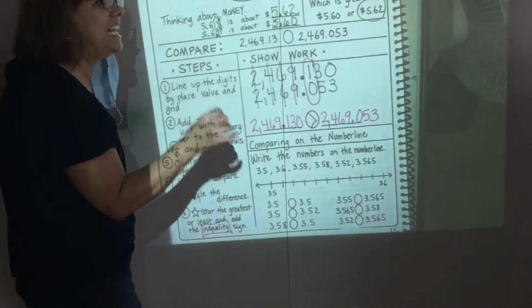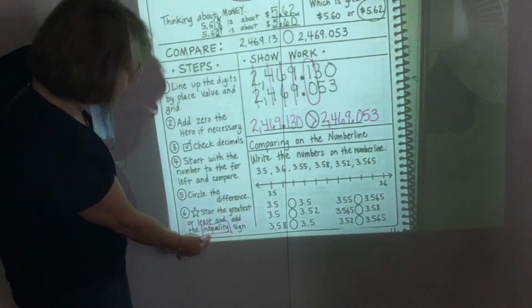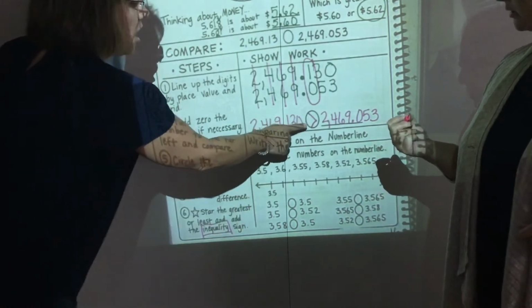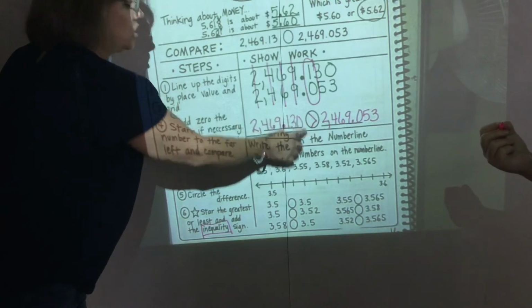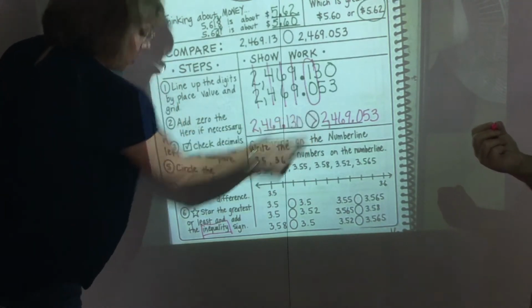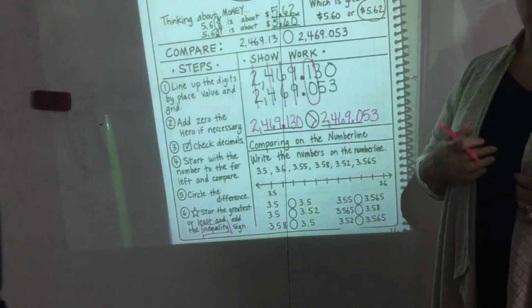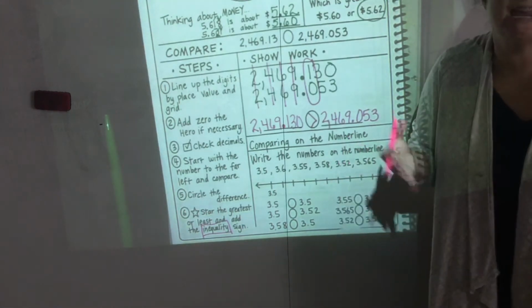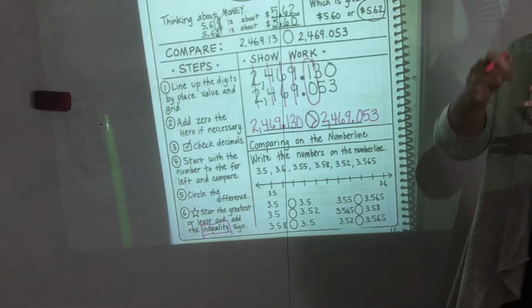The word inequality showed up on one of our assessments, and some of the kids were confused. They know greater than, less than, or equal to, but they want to know what that inequality sign is. Inequality sign is a fancy word, y'all, for less than, greater than, or equal to.